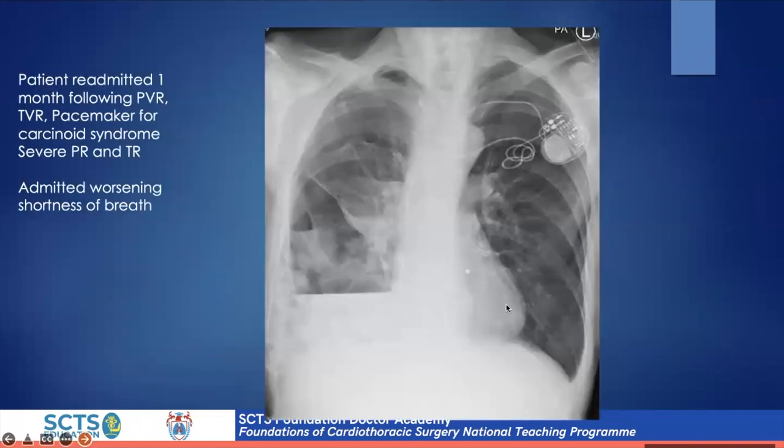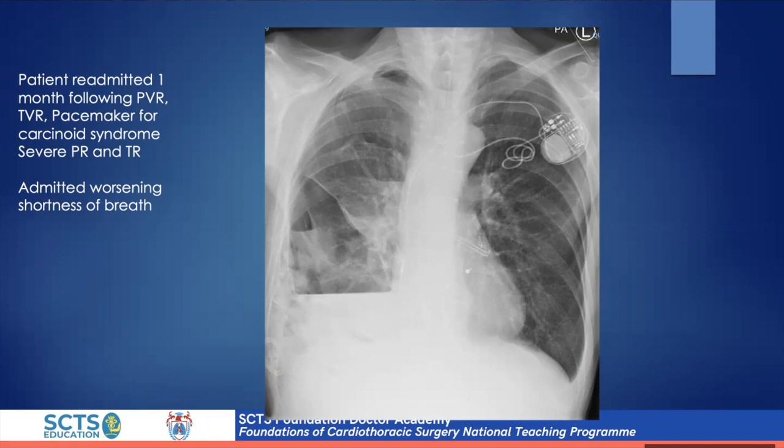Okay, and we've got another image here. This is a patient who underwent a complex procedure. He underwent a pulmonary valve replacement and a tricuspid valve replacement and a pacemaker insertion at the same time, because he went into complete heart block. He was admitted with worsening shortness of breath to clinic. What do you guys think of this chest X-ray here? And what can you see are the obvious changes here?